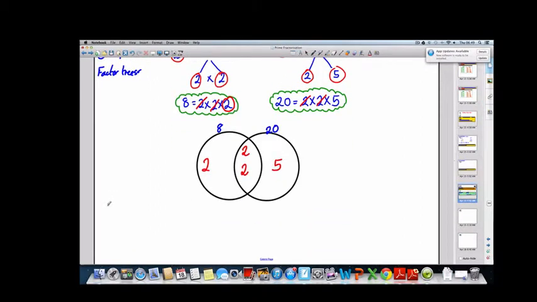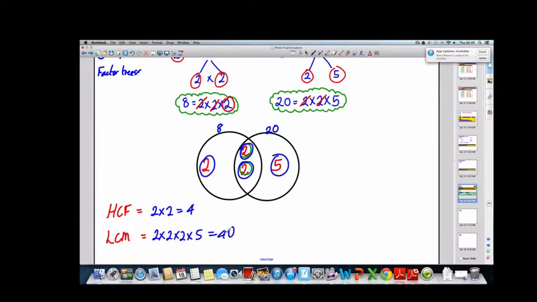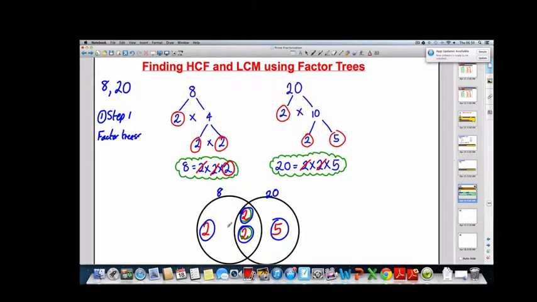Then, really neatly, the highest common factor is always these two numbers multiplied together. So it's going to be 2 times 2 is 4, which is what we got previously. And the lowest common multiple of those two numbers is always all the numbers times together. So the 2 times the 2 times the 2 times the 5. So 2 times 2 times 2 times 5, which is 40. And that's the same as we got before. So that's a lovely neat way of finding these highest common factor and lowest common multiples.